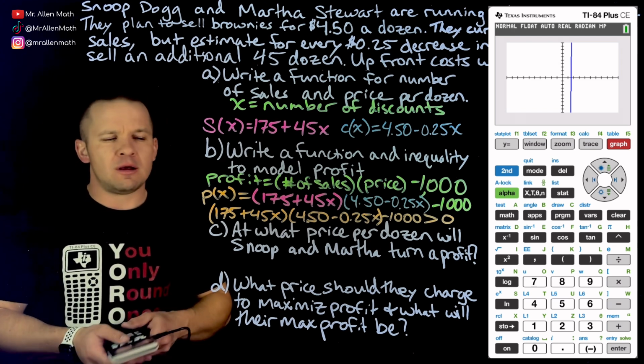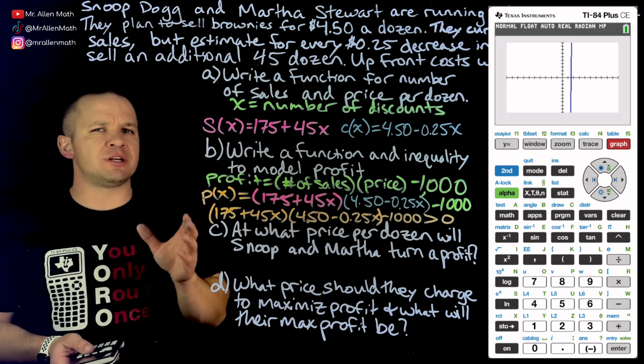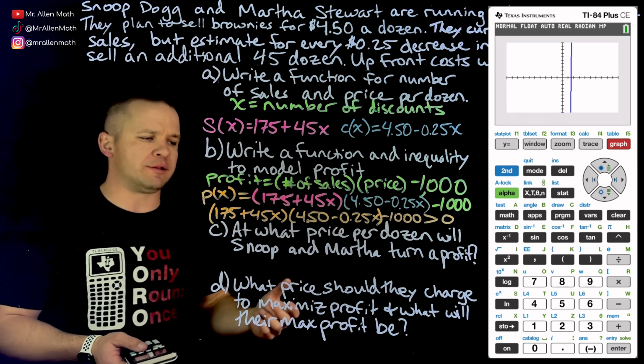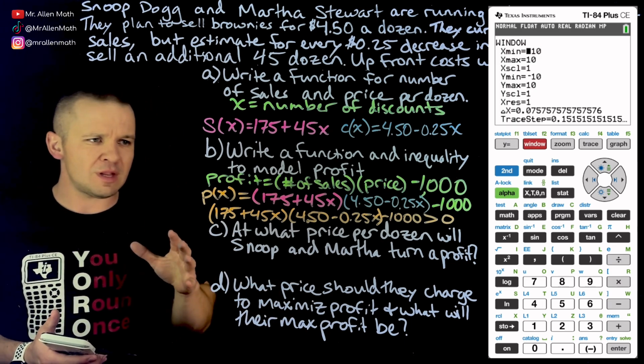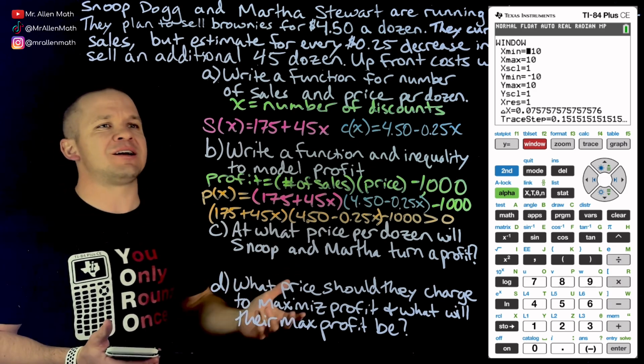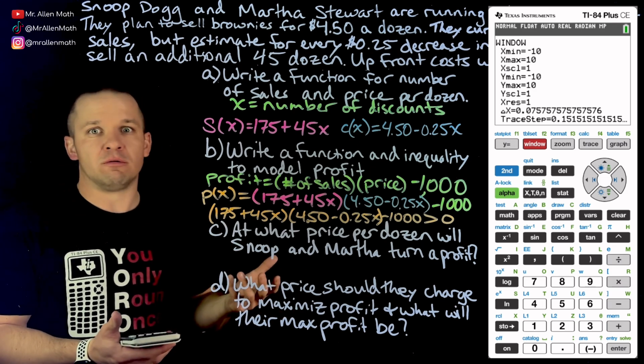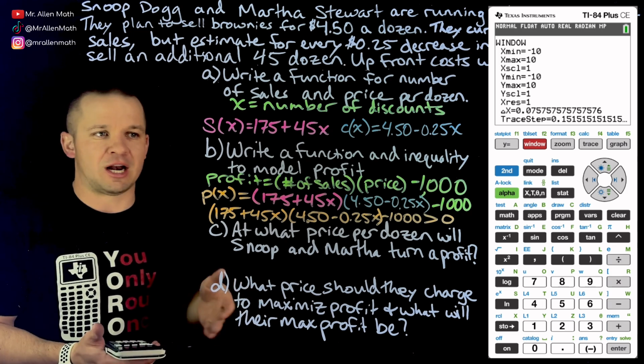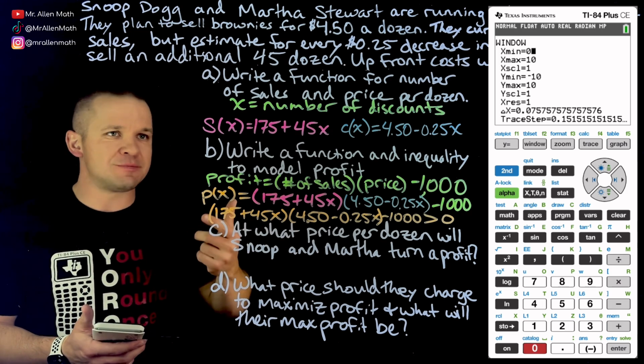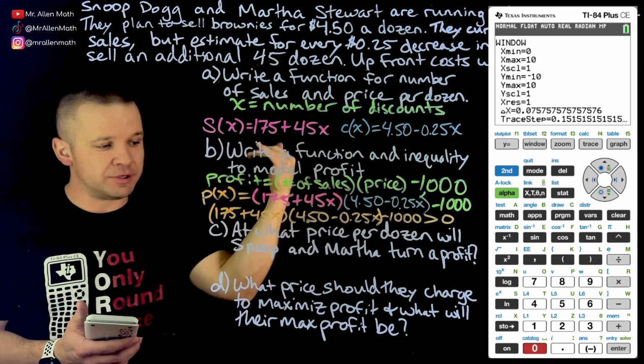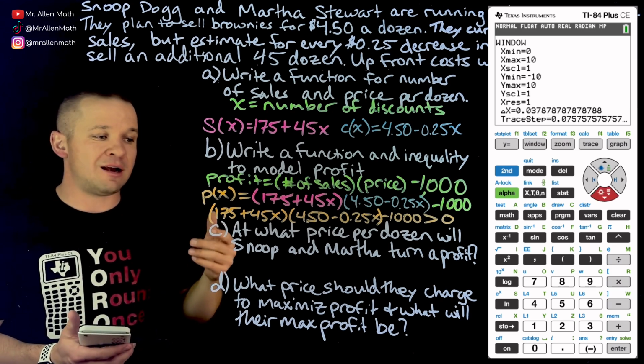How can we see more? Well, let's think about our function here, and we're going to adjust our window accordingly, okay? So I'm going to hit window, and what's the least amount of discounts that I could possibly do? It'll be 0 discounts, right? I charge $4.50. So if x is my number of discounts, put 0 in for x. And then what about my x max?